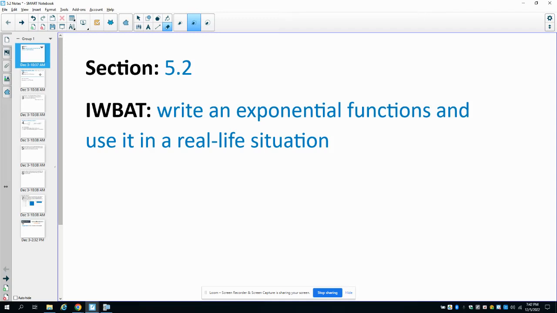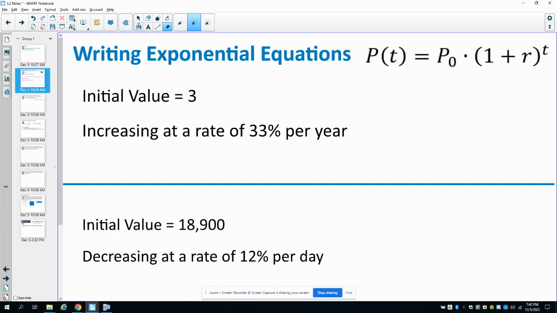In this video, we're going to look at writing exponential functions and using them in real life situations for half-life and doubling. So let's review how we actually write exponential equations when we know the initial value and also the rate of increase or decrease. Remember, we'll plug it into a formula similar to this, where you have the initial value times 1 plus the rate to the time.